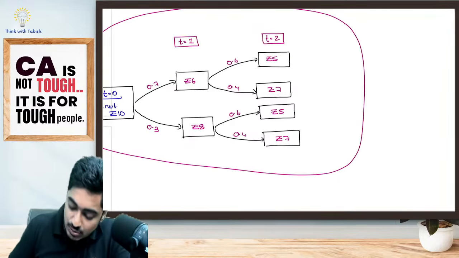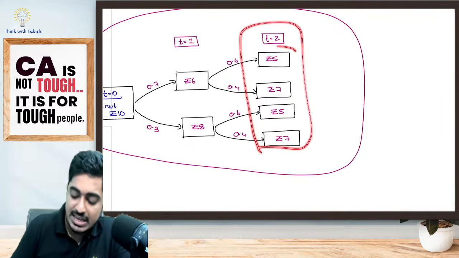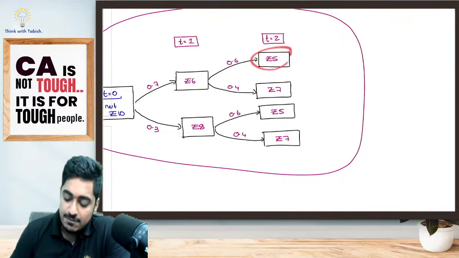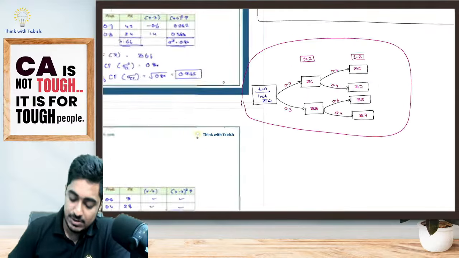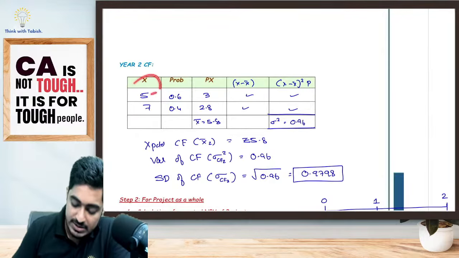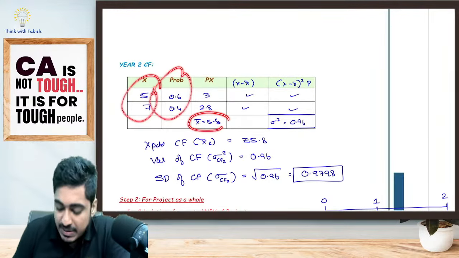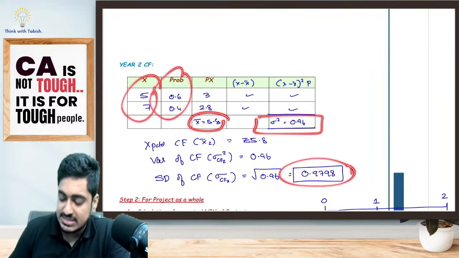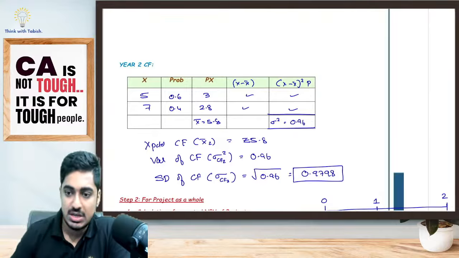Then I will see year 2 cash flow. What all it can be? It can be 5 or 7. Same thing, only, in every situation it is repeating. Independent, it is 5 and 7. What is the probability? 60 and 40%. So for year 2, 5 and 7 probability is given. Expected cash flow I calculated. Variance as well as SD also I calculated. Okay, boss. Perfect.